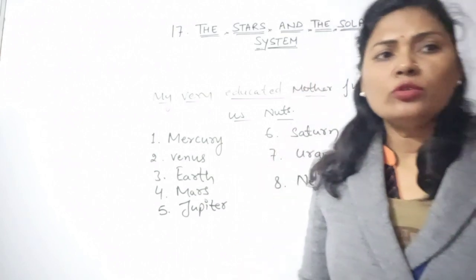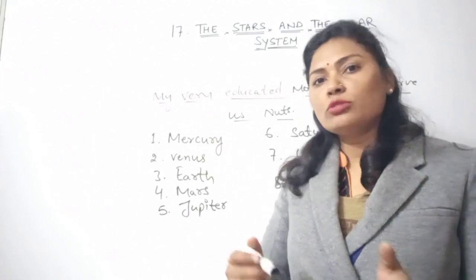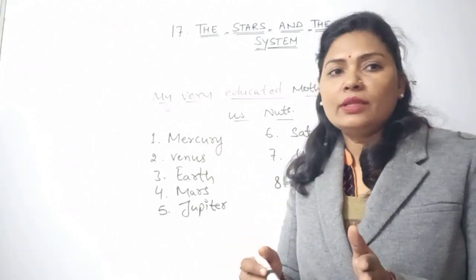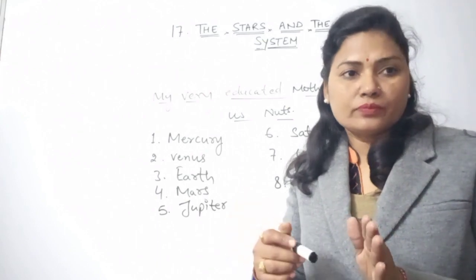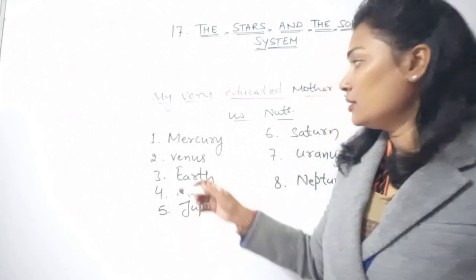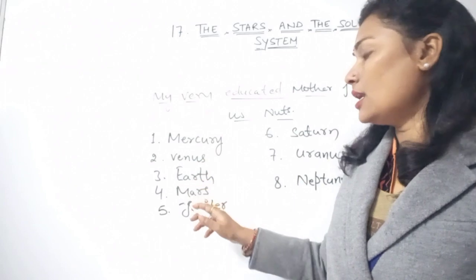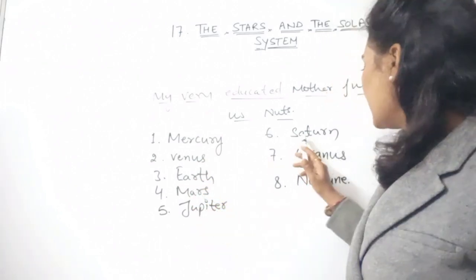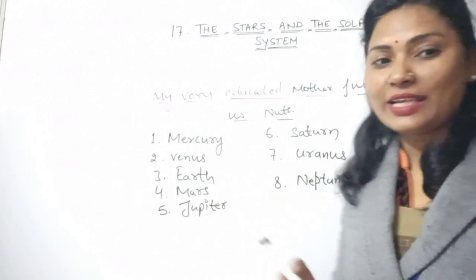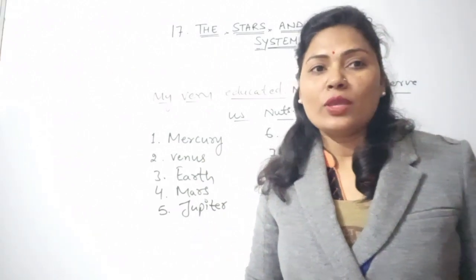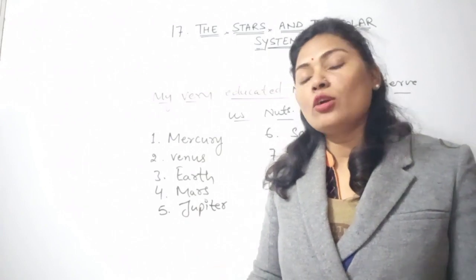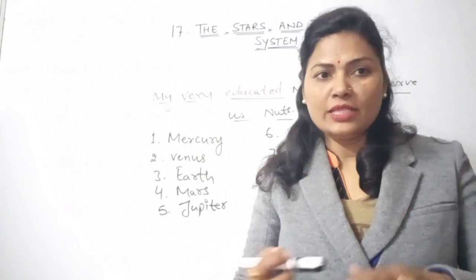Now, do you know the planets revolve around the sun? These planets, Mercury, Venus, Earth, Mars, Jupiter, Saturn, Uranus, Neptune, that I have already told you, are revolving around the sun. All planets revolve around the sun along their orbits also.